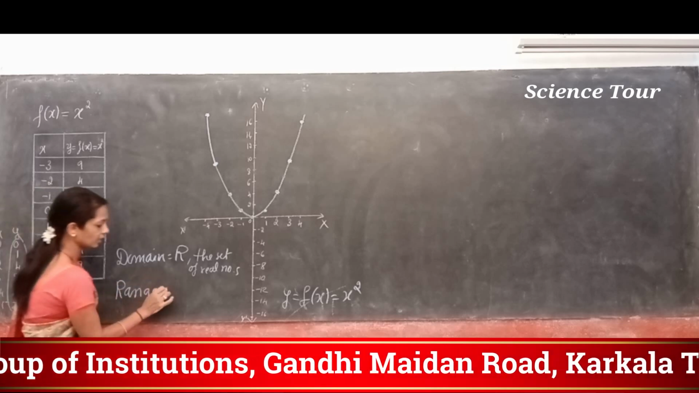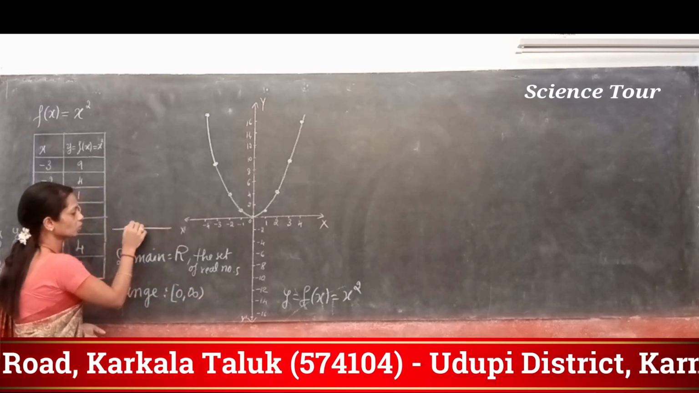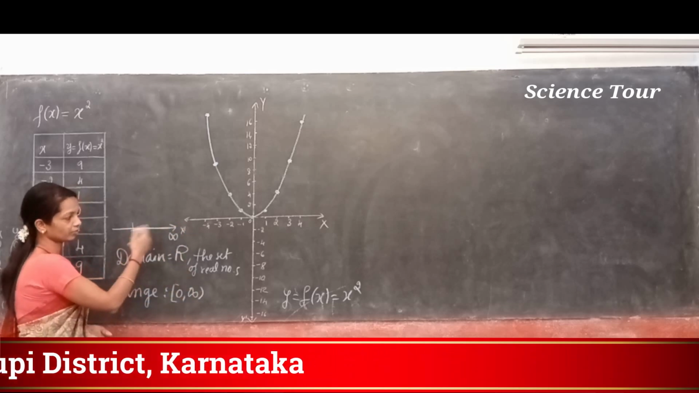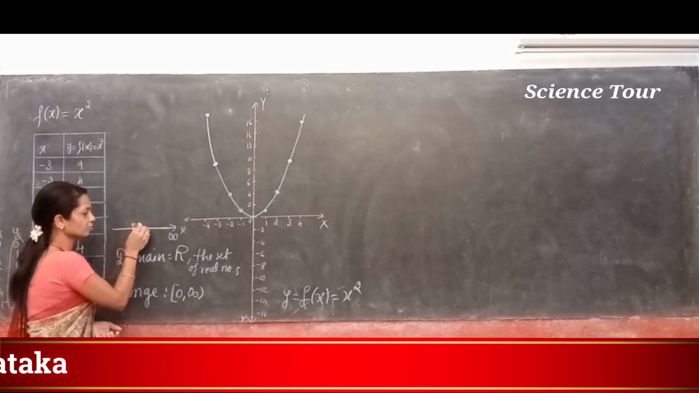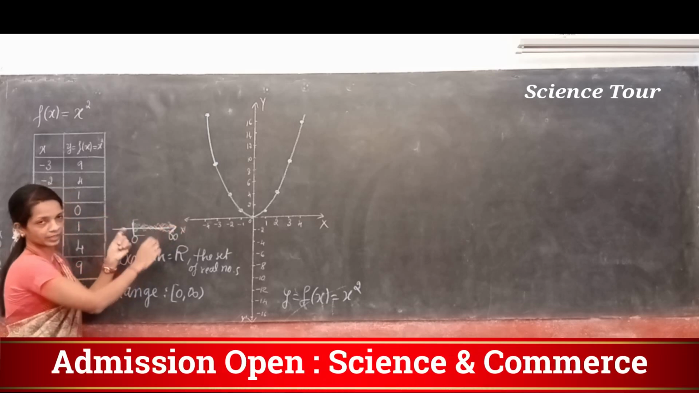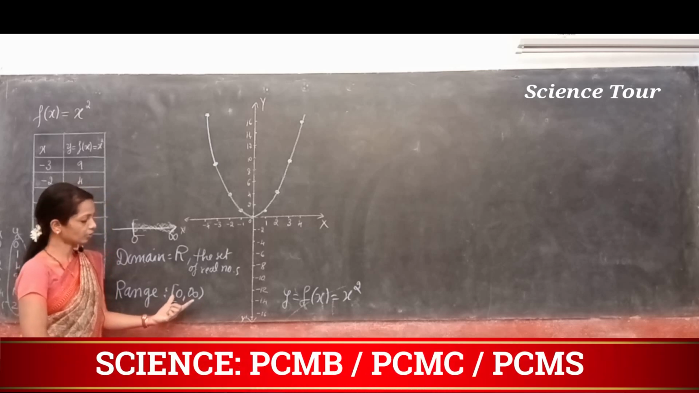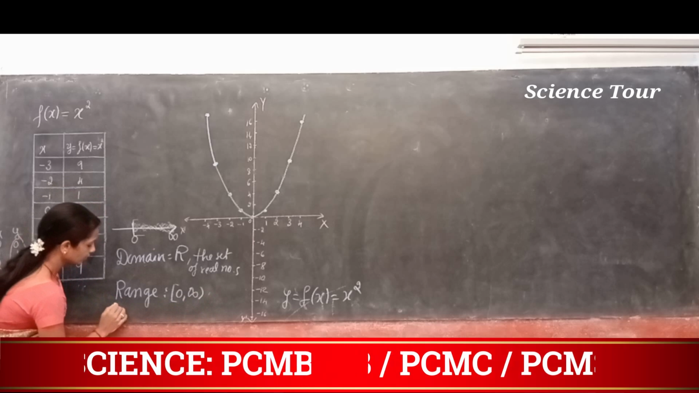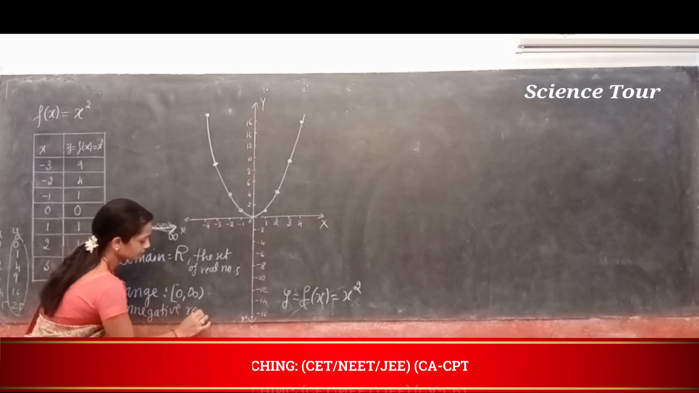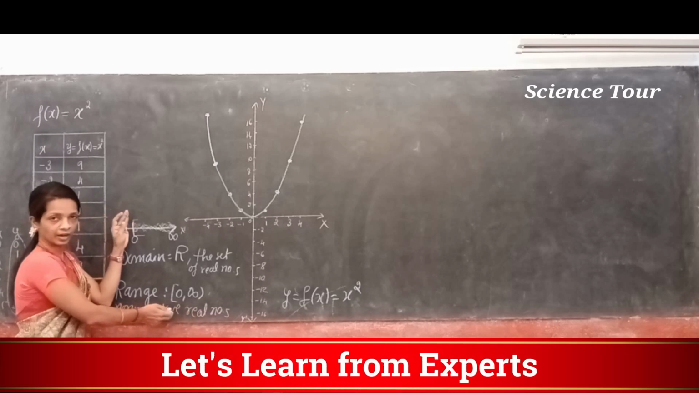We write that in interval form like this, 0 to infinity. Actually 0 to infinity means what? Here you have 0 and plus infinity. Infinity just means plus infinity. 0 to infinity means this much, including 0: 0 and positive numbers. We write that in symbolic interval form like this, 0 to infinity, or you can write this as non-negative real numbers. All real numbers from 0 to infinity are there in the range.